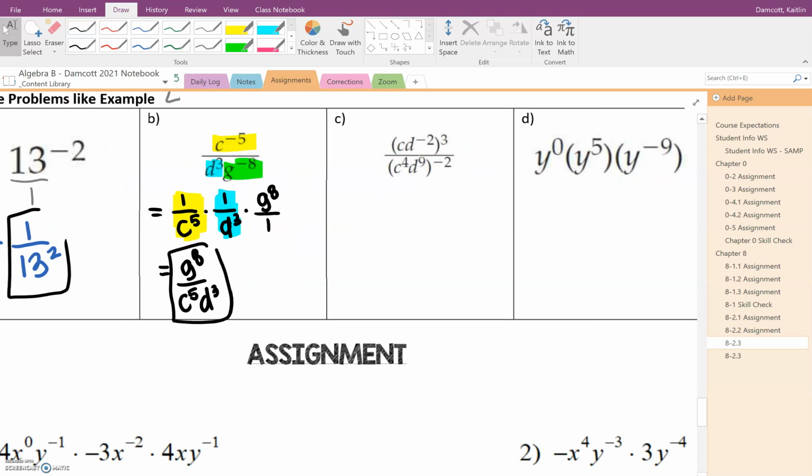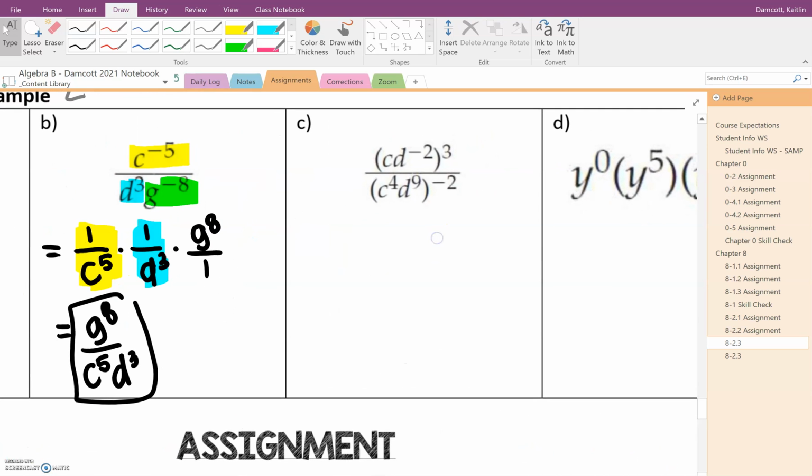Okay. All right, C gets kind of complicated. We don't have everything all in one set of parentheses, so we can't just simplify top to bottom. What we're going to have to do is, we've got parentheses up here, we're going to have to distribute those exponents.